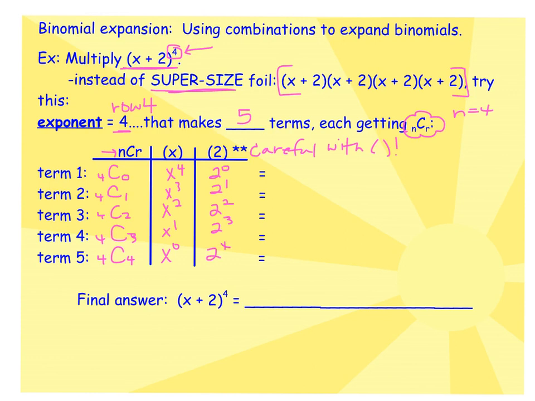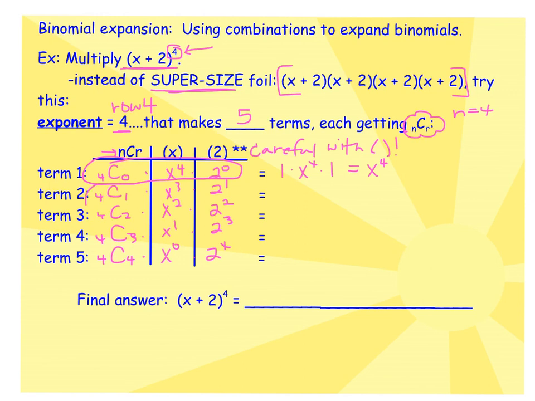What we do now is just focus on multiplying each part together in the rows. So now we go to the row version of this and we multiply everything together. For example, 4C0 times x to the 4th times 2 to the 0. 4C0 on Pascal's triangle is 1, x to the 4th is x to the 4th, and 2 to the 0 is also 1. If we multiply those all together, our final answer is 1x to the 4th.